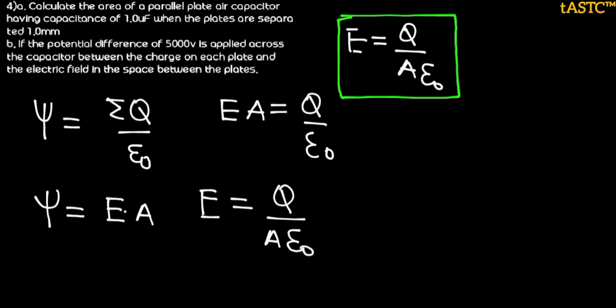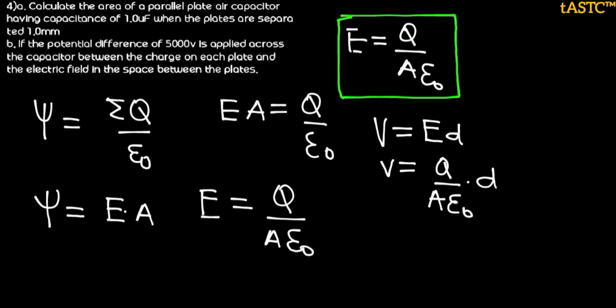Now another thing we know is that the electric potential, that is written as V, and that is given as E multiplied by D. Now if we took this and plugged it into this equation, we're going to have V is equal to Q divided by A multiplied by epsilon naught, multiplied by D. So in this case, we can see that V, the potential, that is also equal to QD divided by A epsilon naught. This is also a pretty useful formula.